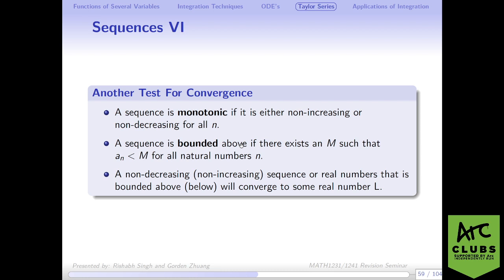The sequence is bounded if there's an m such that every term in the sequence is less than m, or in this case, it's bounded above. And when we have these two conditions, not just both conditions, but in a particular order: if we have a non-decreasing sequence of real numbers that is bounded above, then that means it will converge. So this is a test for convergence.